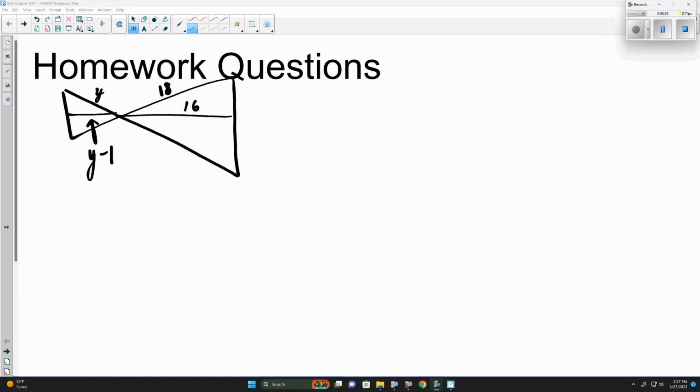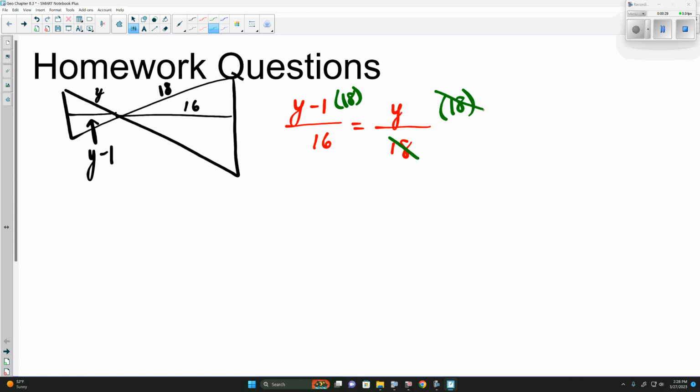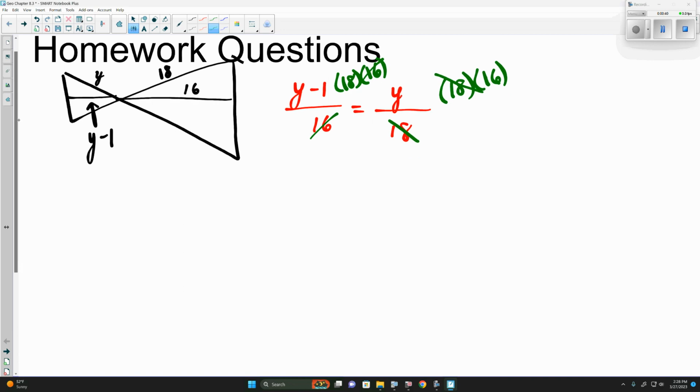You're welcome. So we can set this up as y minus 1 over 16 is equal to y over 18. Now this one here, we do have two variables. So to get rid of the fractions, we will multiply both sides by 18 because these will cancel. So what we'll also have to multiply both sides by is 16 to get these two sides to cancel. So we have to multiply by both 16 and 18.